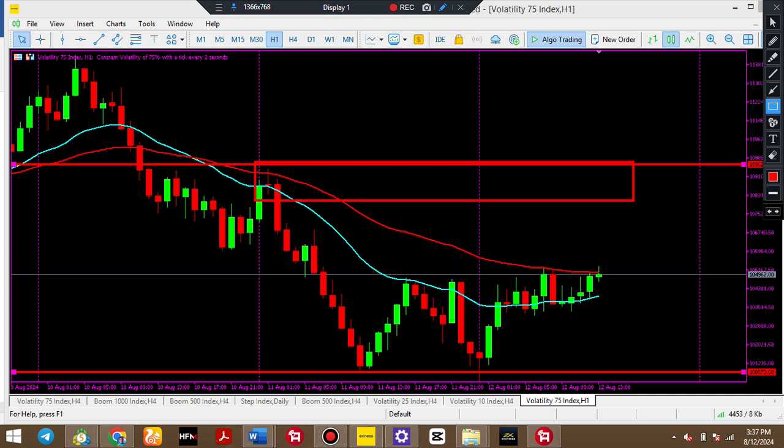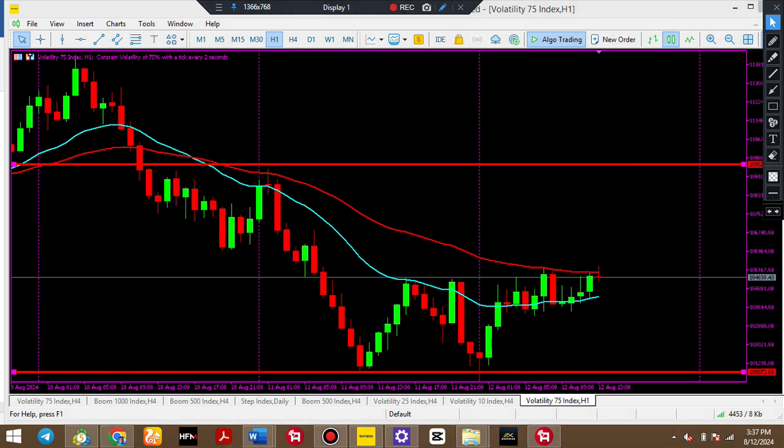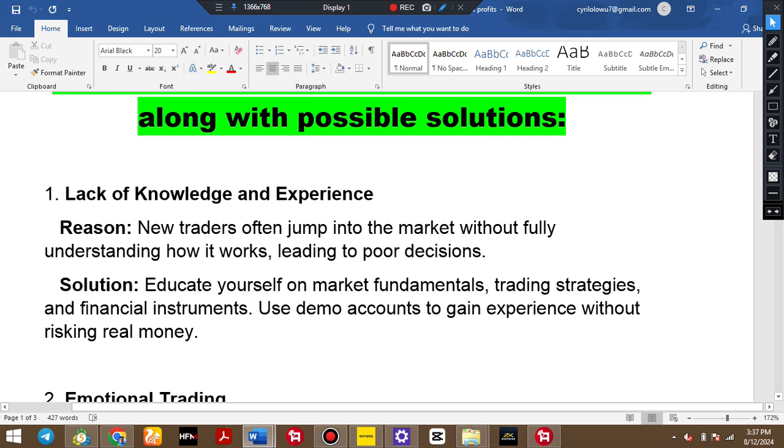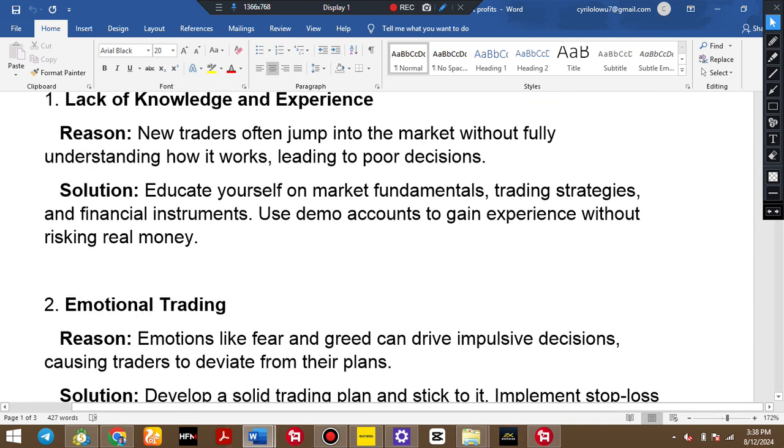So you can see that when you lack this information and you are new to the trading platform, you might mess up big time. Before you even start earning, you must have made so many losses trading the forex market. So it is very important that you have knowledge and experience of what price is doing. Now that is the solution. They say educate yourself on market fundamentals, trading strategy, and financial instruments. Use a demo account to gain experience without risking real money.